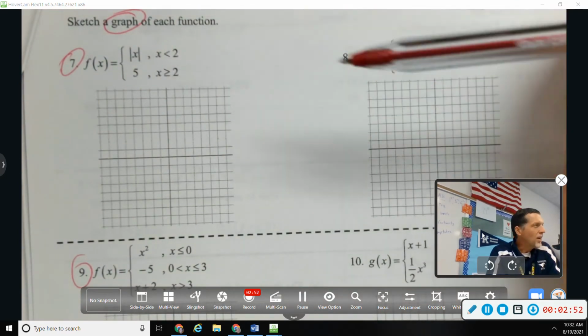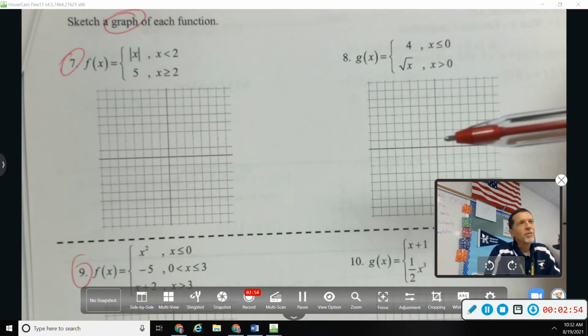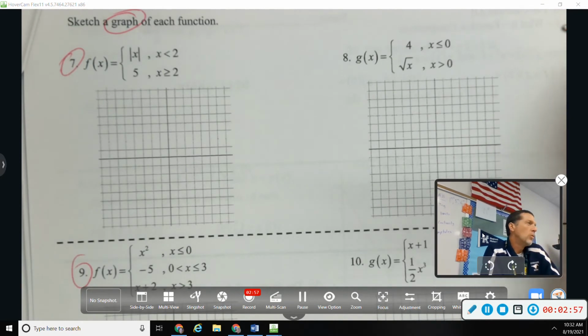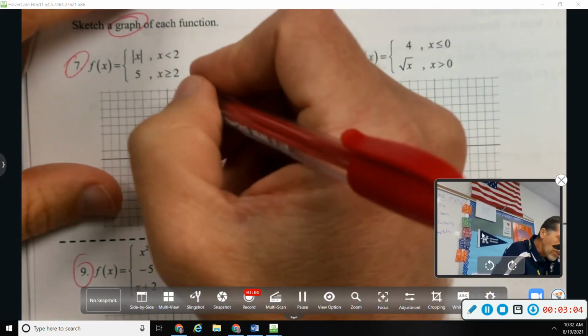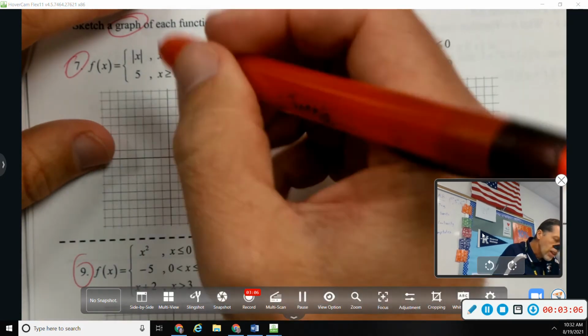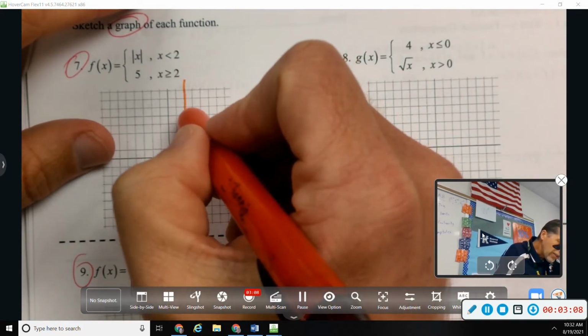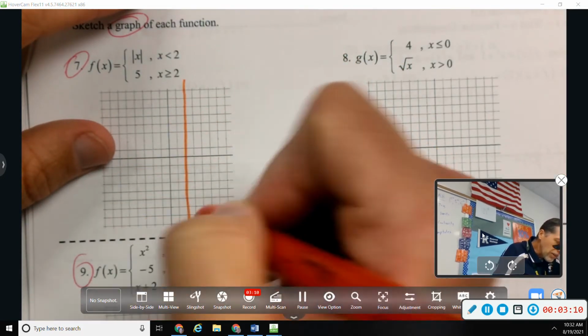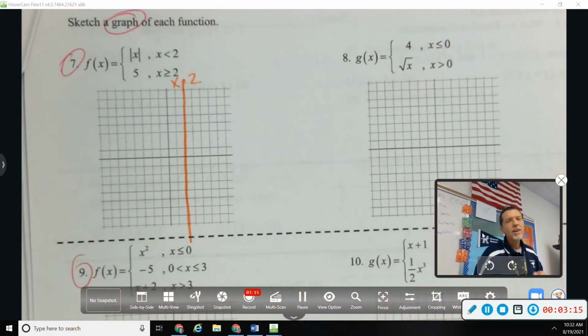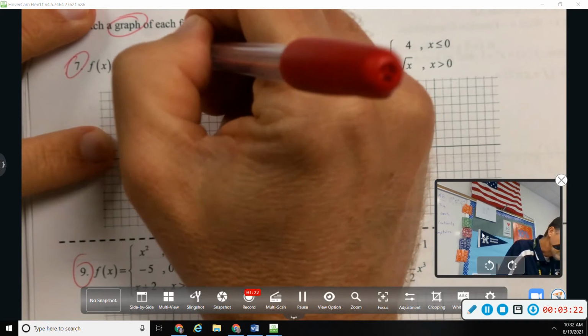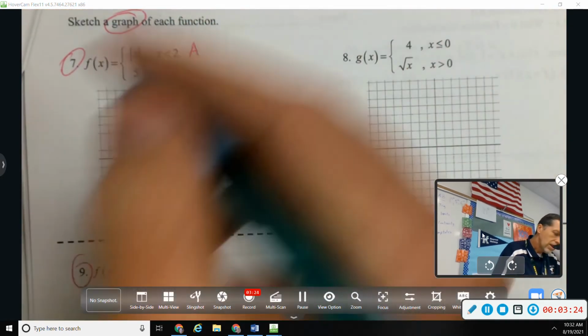So what's the key x value for number 7? Where does it change from one function to the other? 2. So what I'm going to do, there's a change at x equals 2. So this is not an asymptote, but it is a boundary. It's not part of the graph, but I'm going to put it on there because at x equals 2, that's where we're changing from graph A to graph B.